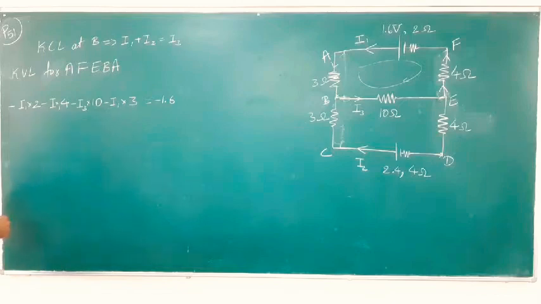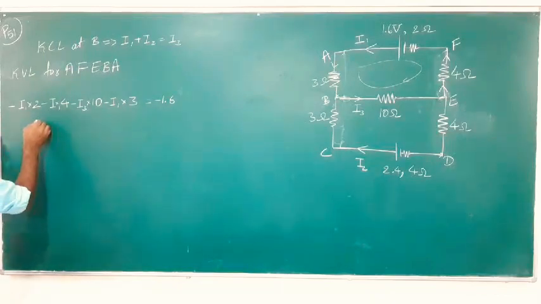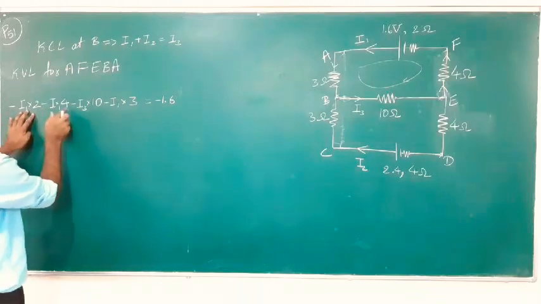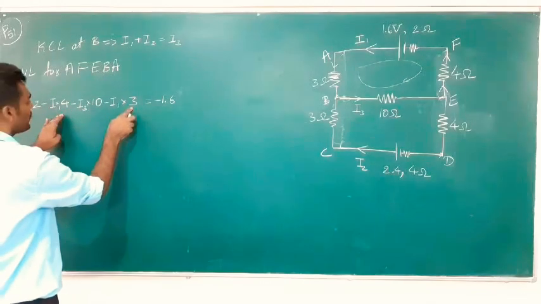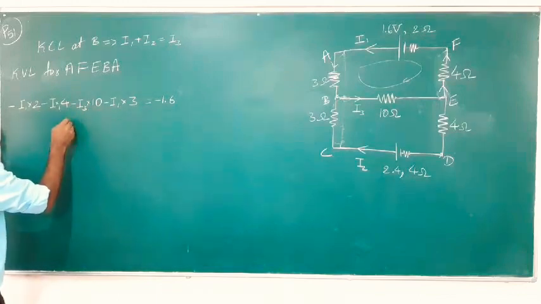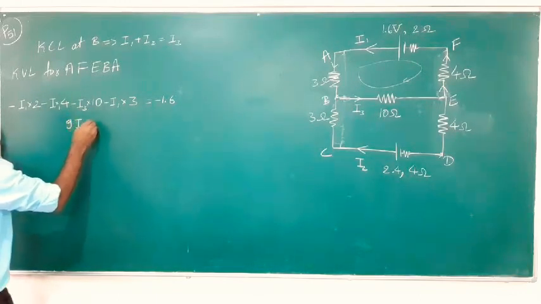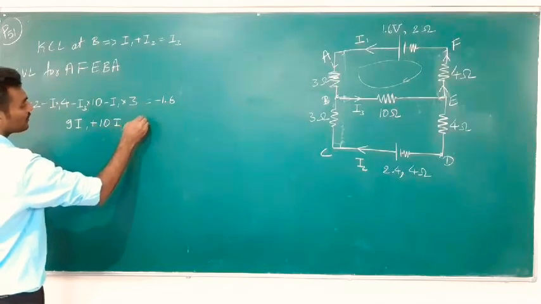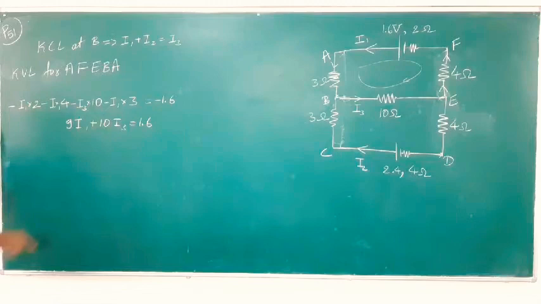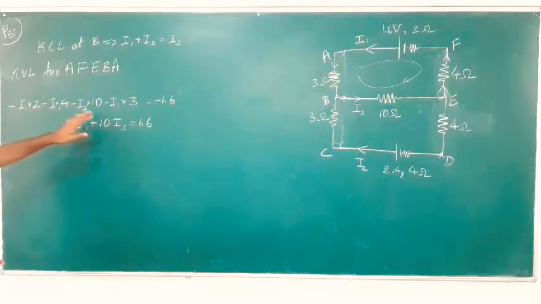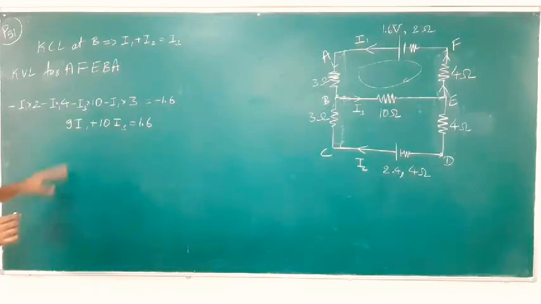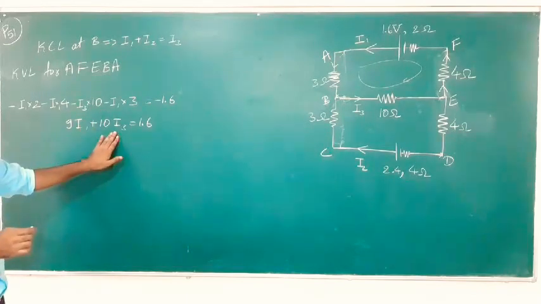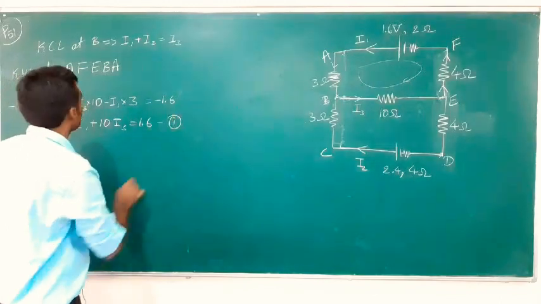Okay, so if I simplify this, I'll take out the minus sign, so it is 2I1 plus 4I1, 2 plus 4 plus 3, 6 plus 3, 9I1 plus 10 I3 is equal to 1.6. What I have done is I have taken out the negative sign from the entire expression and just added I1 terms, and the final expression is this. Let me name this as equation 1.